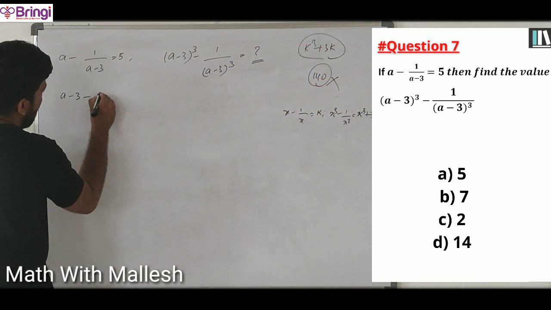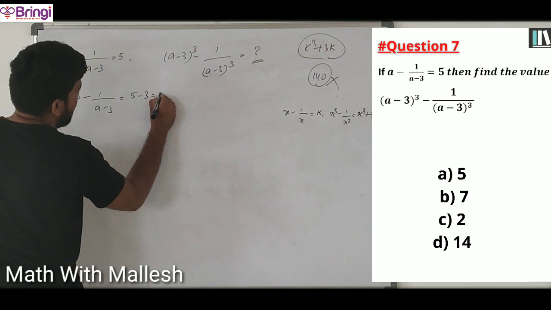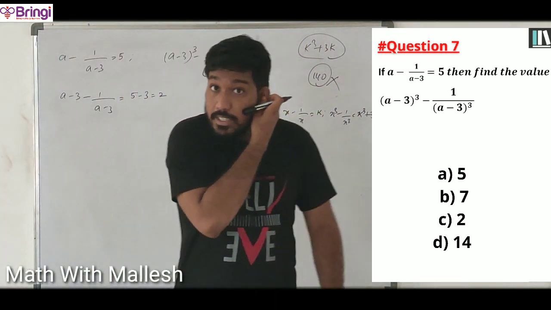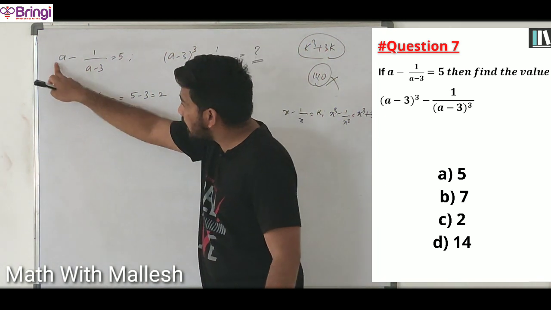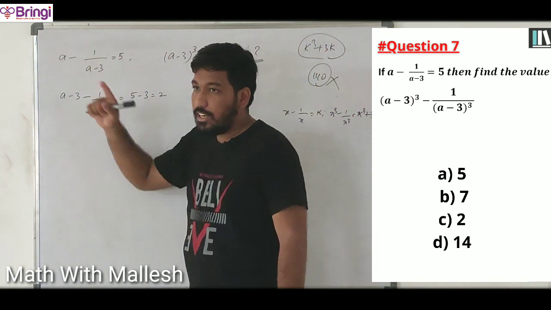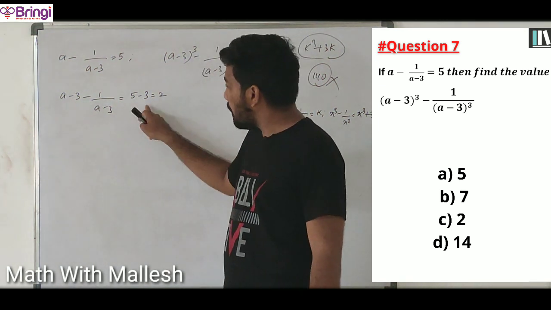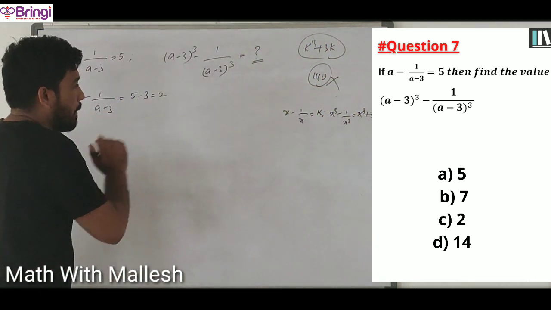So a minus 3 minus 1 by a minus 3 is equal to 5 minus 3, which is nothing but 2. And why are we subtracting only 3? Because here a is there and here a minus 3 is there, so you want a minus 3. Whenever you want a minus 3, put a minus 3 here and minus 3 here also, and 5 minus 3 is going to be 2. Now you can apply this formula.